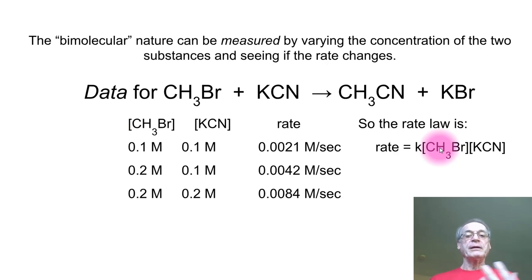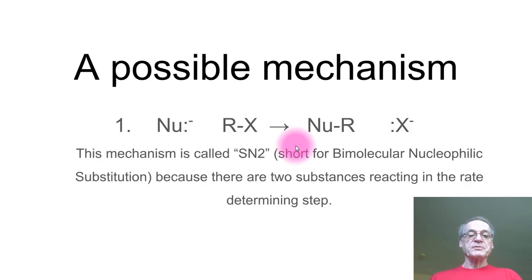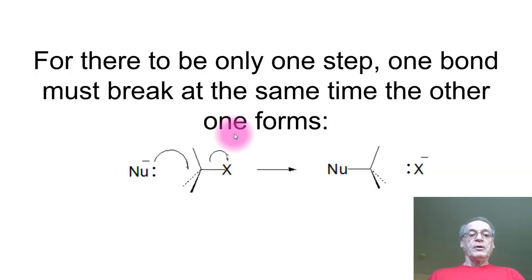So both the methyl bromide and the potassium cyanide, or both the alkyl halide and the nucleophile, affect the rate of the reaction, so it's bimolecular. And that fits perfectly with the mechanism, which says they're both in the rate determining step, or both on the left-hand side of the arrow in the rate determining step. Okay, so that's experimental evidence for an SN2 mechanism.